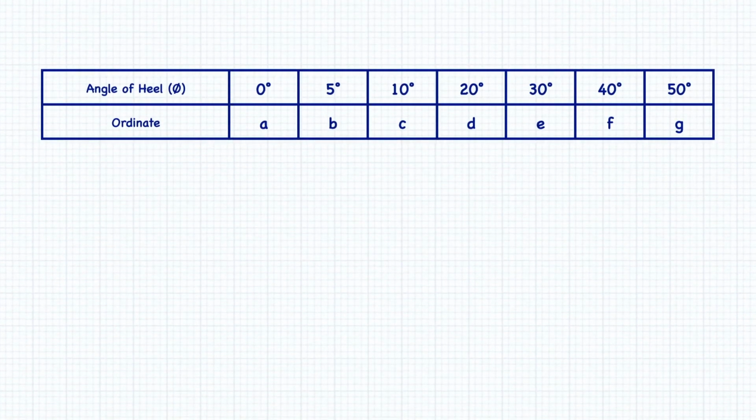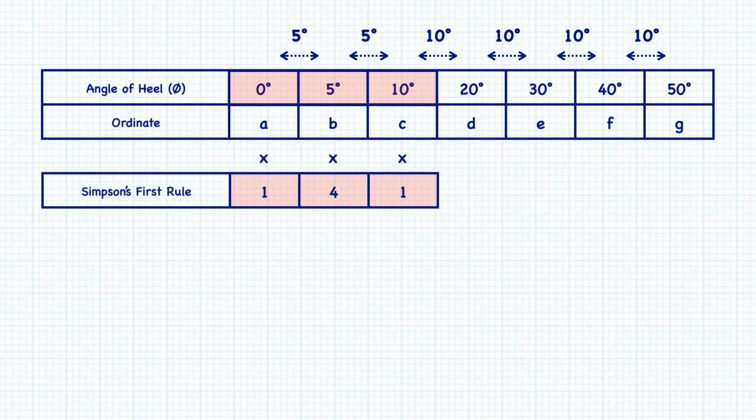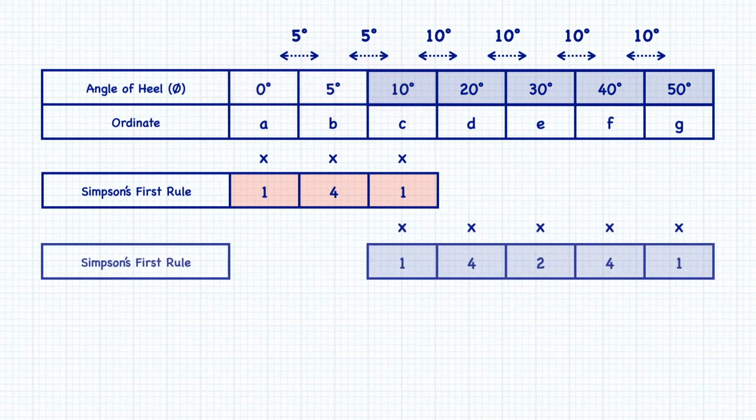Here's another example. This table has GZ values for 0, 5, and 10 degrees, and then every 10 degrees of heel after that. We could calculate this out separately by finding the area between the first 3 ordinates using 5 degrees as our interval, and then finding the area between the last 5 ordinates using 10 degrees as our interval. But there is a simpler way.